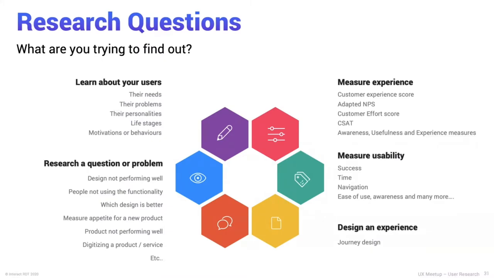Okay, so the next thing to look at is the research questions, and that is, what are you actually trying to find out? This could be a lot of different things, but I just gave some examples here. This is not an exhaustive list, but I wanted to give you some examples for context. One is to learn about your users, so you're looking to understand their needs, their problems, their personalities, their life stages, or their motivations or behavior. The next thing you might want to find out is to research a specific question or problem that you've got, i.e. your design's not performing well, people are not using it, you're in prototyping mode and you want to test out different designs and know which design is better.